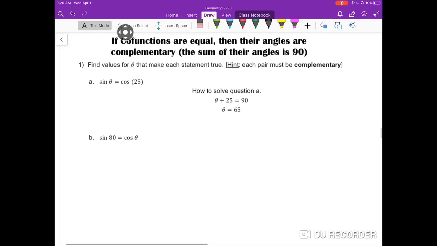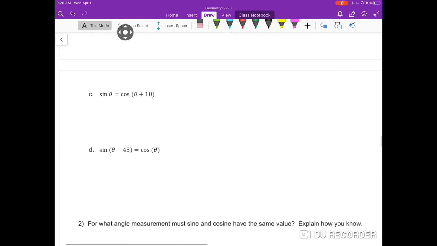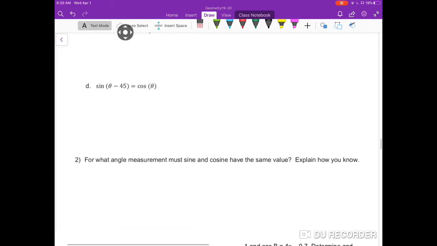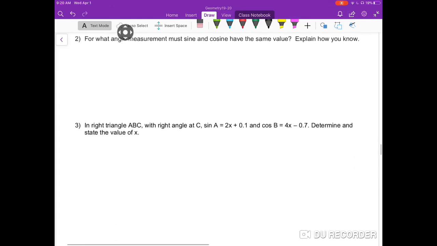So again, just to add, sine and cosine are equal: 80 plus theta equals 90. That's how I would solve. Sine and cosine are equal, add them up, set them equal to 90. The only one that's different is this one, because sine of A is equal to something and cosine of B is equal to something else.